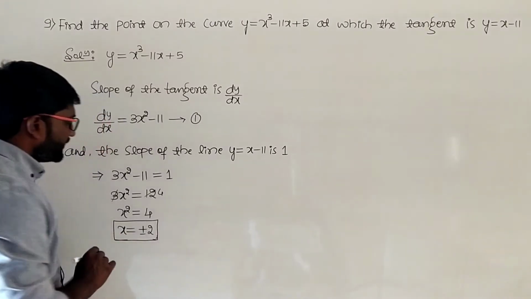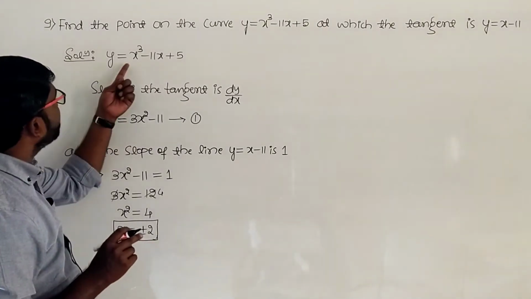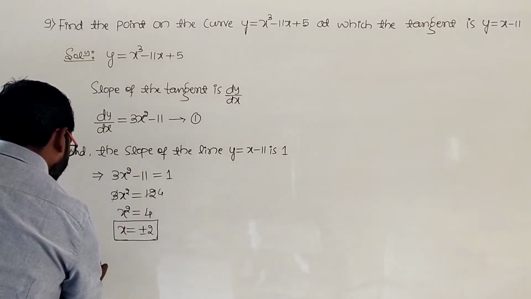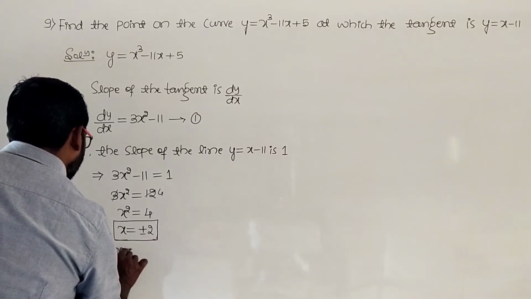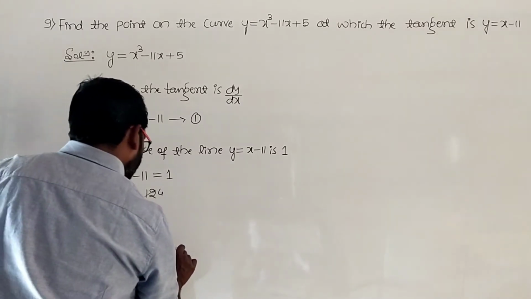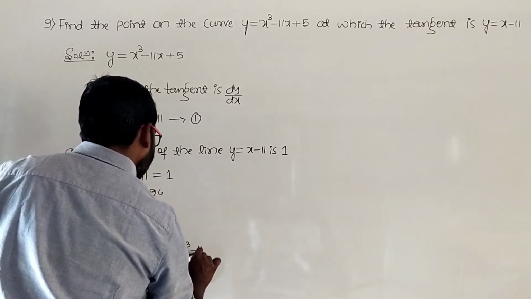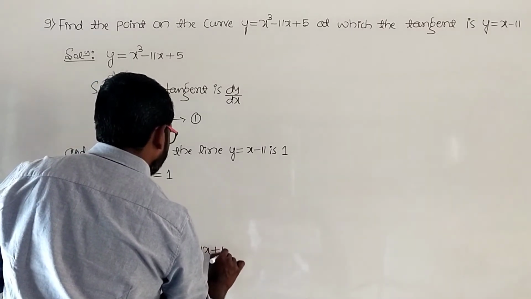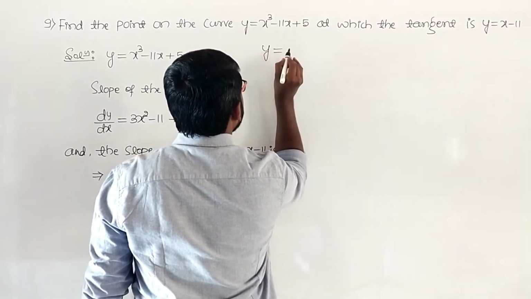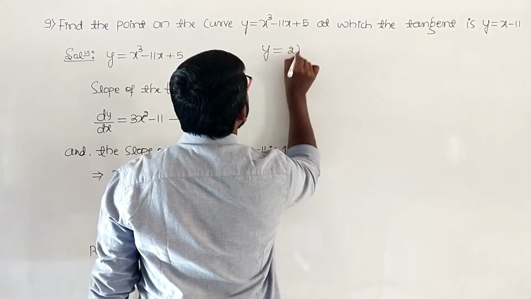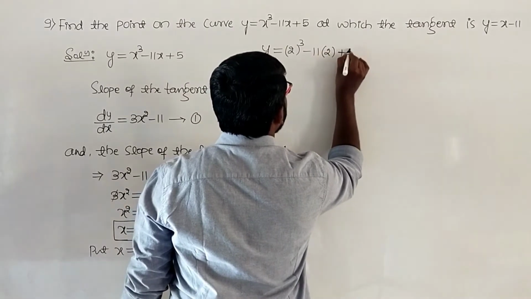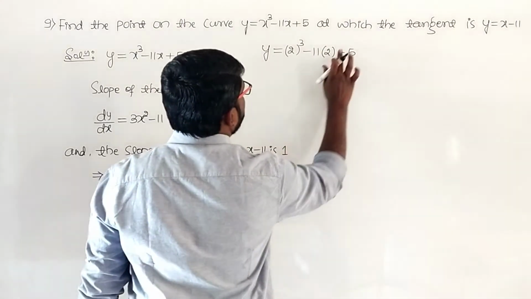Next we will have to substitute these values in the given equation of the curve, so that we get the value of y. So now put x equal to 2 in y equal to x cube minus 11x plus 5. So what do we get? y is equal to 2 cube minus 11 into 2 plus 5.